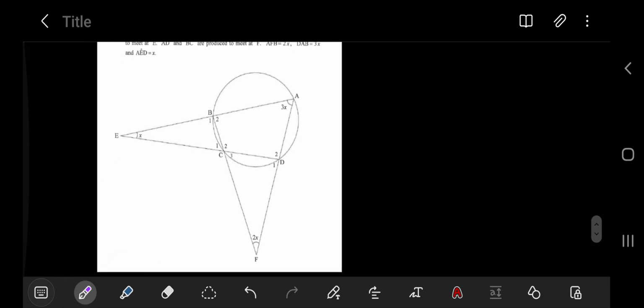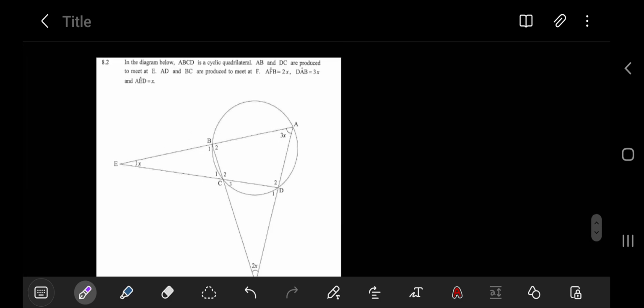We have this diagram here. Instruction says in the diagram below, A, B, C, D is a cyclic quad, right? So they tell you that A, B, C, D, that is a cyclic quad. And you should know all the properties of a cyclic quad, right? But now I'm focusing on the line which is produced to a certain point, so that we can conclude our exterior angle.